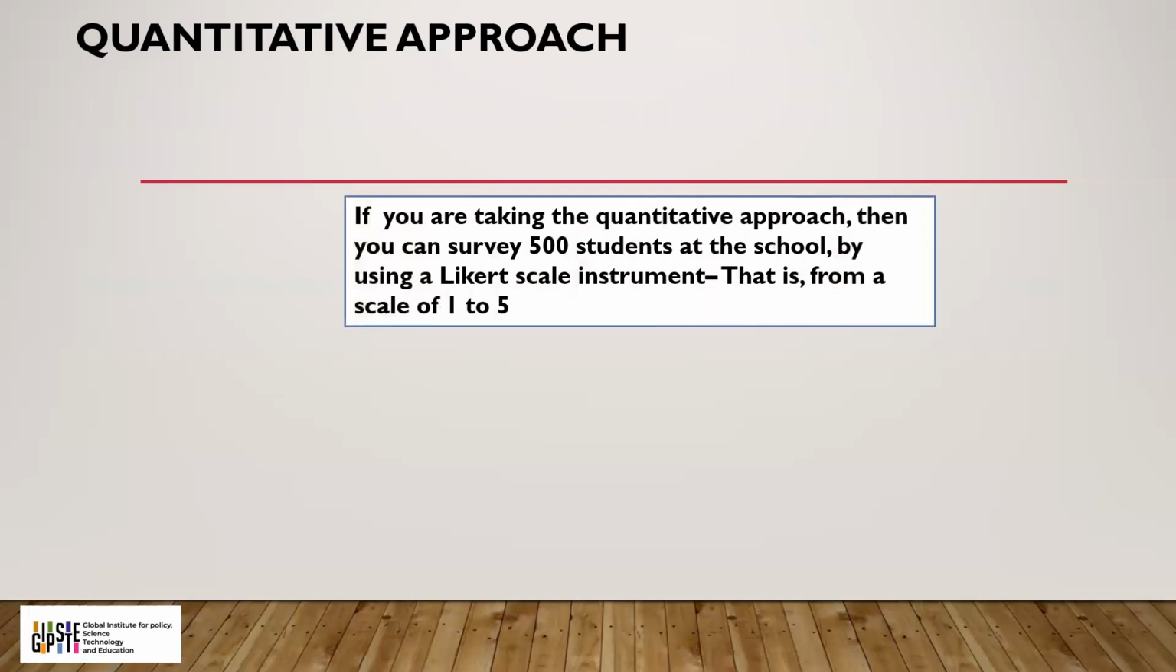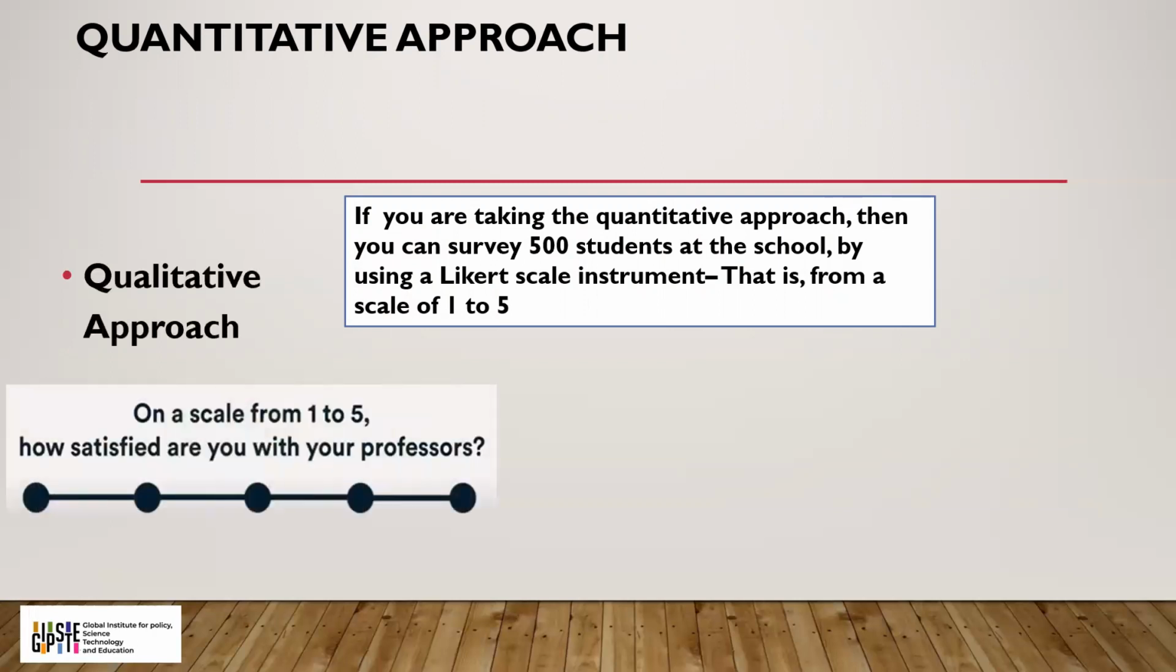For the quantitative approach, you can survey maybe 500 students at the school using a Likert scale instrument, that is, a scale of 1 to 5, to find out how satisfied these students are with their professors or with the school activities.